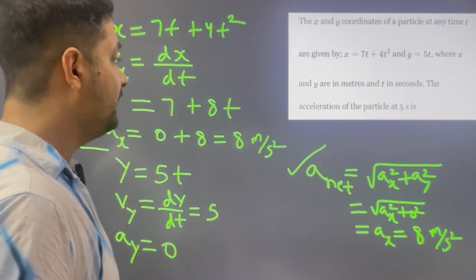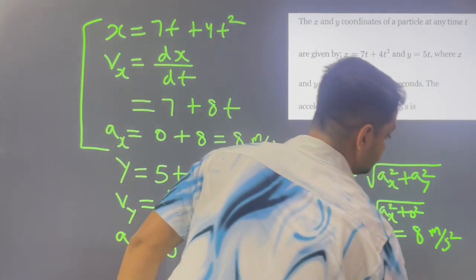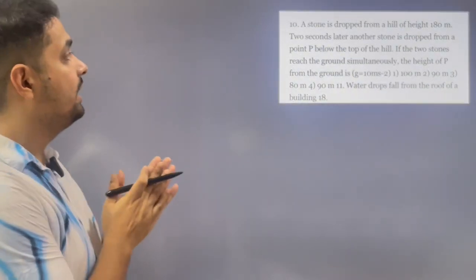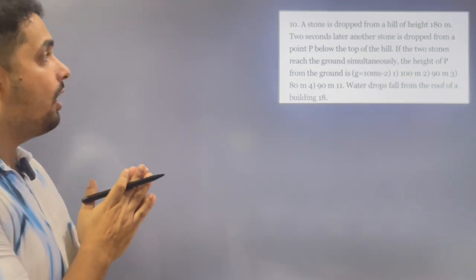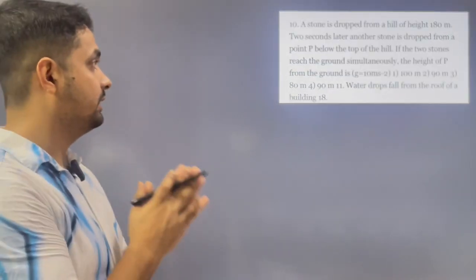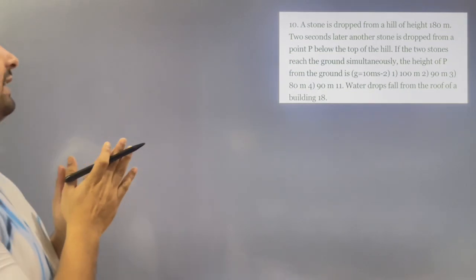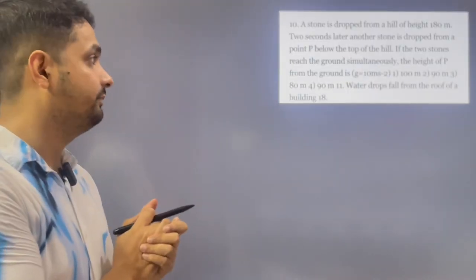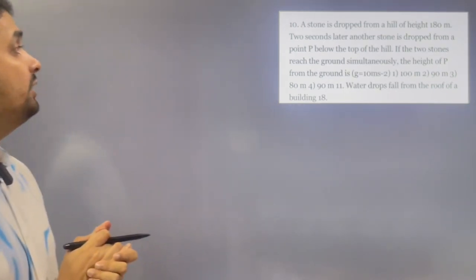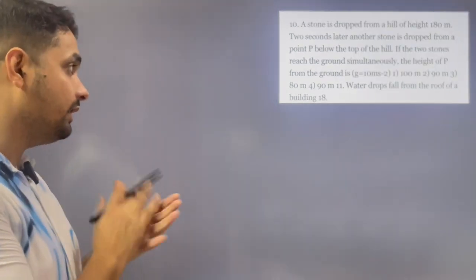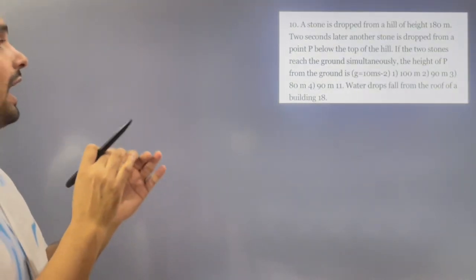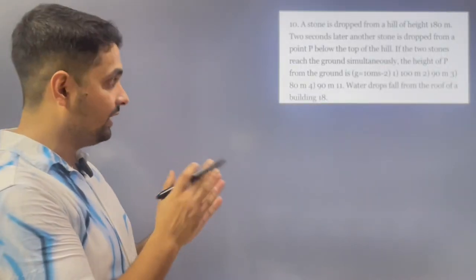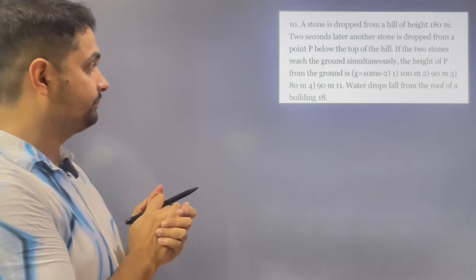Okay, now we'll go for the next question. Here the question is: a stone is dropped from a hill of height 180 meter. Now 2 seconds later another stone is dropped from a point P below the top of the hill. If the two stones reach the ground together, then the height of P from the ground is, you should take the g value as 10 meter per second square.